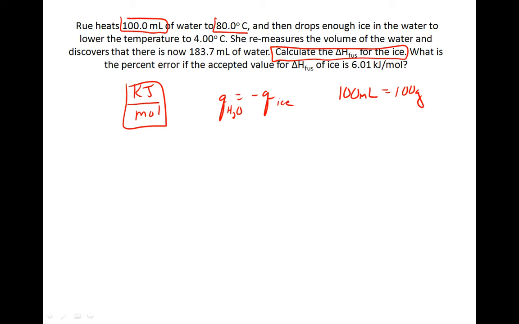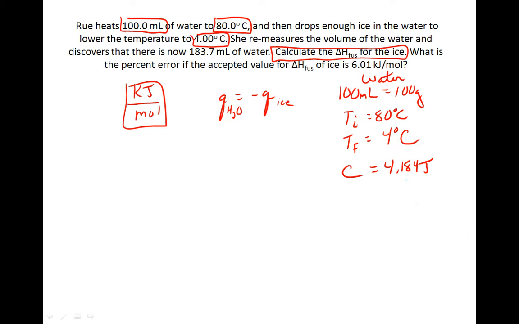We heat the water up to 80 degrees Celsius. So this is our T initial. And then we're going to drop some ice in the water until the temperature lowers to 4 degrees Celsius. So that's our T final. And right now, remember, we're just talking about water. And since we're talking about water, we also know the C is 4.184 joules.